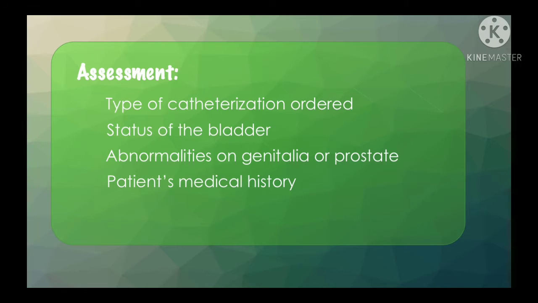Next is to assess the status of the bladder. If the patient feels pain while urinating, or there is a difficulty in urinating, or there is urinary frequency and urgency. Abnormalities on genitalia or prostate, if there is an enlargement, especially of the prostate, and if there is presence of infection in the genitalia. Patient's medical history, so if the patient has a history of UTI or a history of renal calculi. Allergy to iodine-based antiseptics, so if the patient has an allergy to seafoods, most definitely he has an allergy to iodine-based antiseptics.